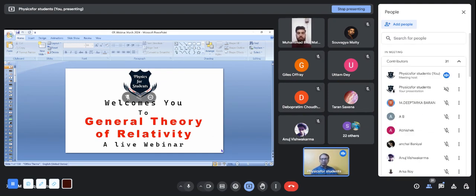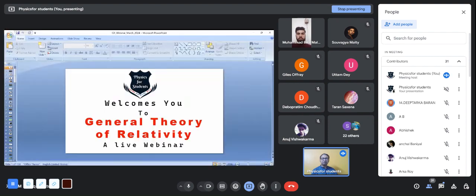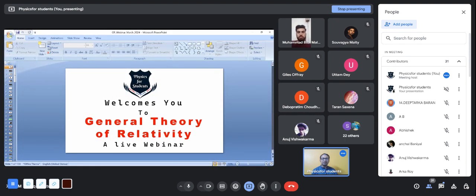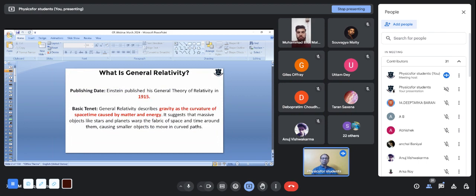Okay, so physics for students, I welcome you to Einstein's General Theory of Relativity. First, I would like to give you a few interesting facts: it was published in 1915, Einstein's General Theory of Relativity.